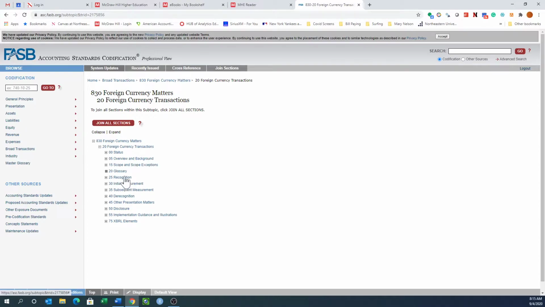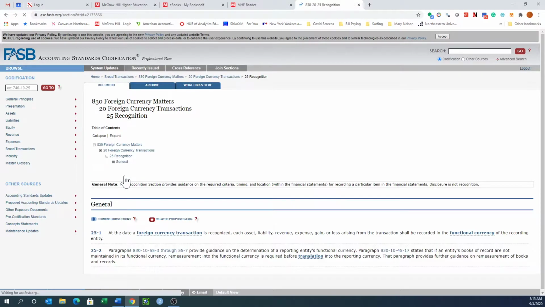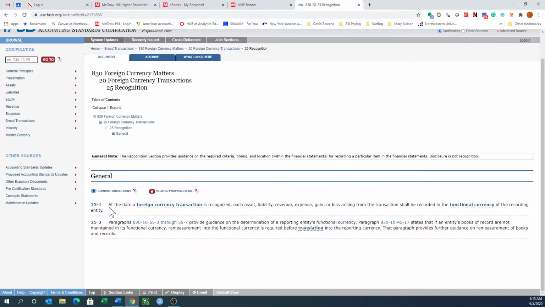And when I take a look at recognition, which is paragraph 25, the literature is very clear. At the date a foreign currency transaction is recognized, each asset, liability, revenue, expense, gain, or loss arising from the transaction shall be recorded in the functional currency of the recording entity. We're dealing mostly with U.S. companies, but imagine if you had a foreign company where their functional currency was the euro and they're doing things in US dollars. Well, then if they are trying to comply with US GAAP, they would have to convert and record that transaction to their functional currency.